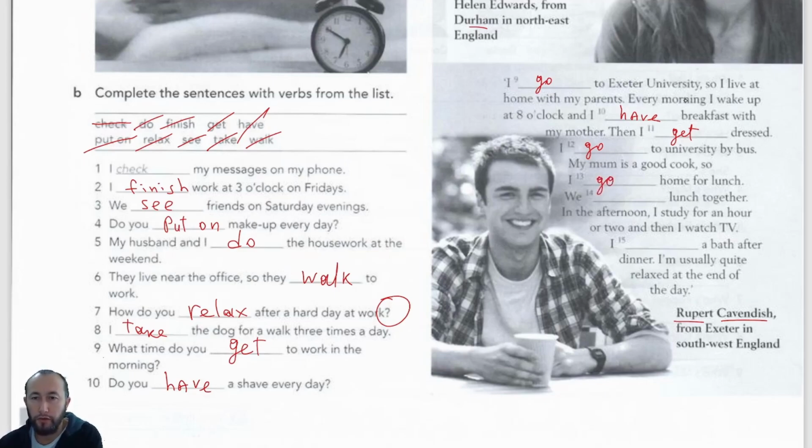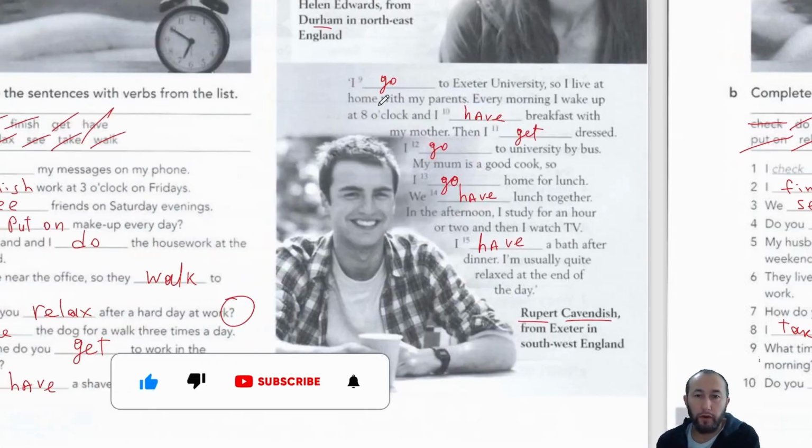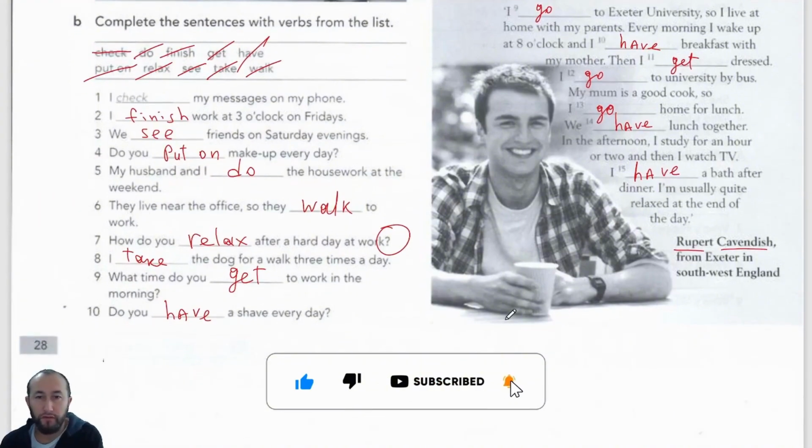I go home for lunch, right? We have lunch together. Have breakfast, have lunch, have dinner, right? We know this. In the afternoon, I study for an hour or two, and then I watch TV. I have a bath. Or in America, they say I take a bath, right? So in British, we say I have a bath after dinner. I'm usually quite relaxed at the end of the day. And that's it, guys. Now we're going to move to the next page to continue with the rest of this unit.